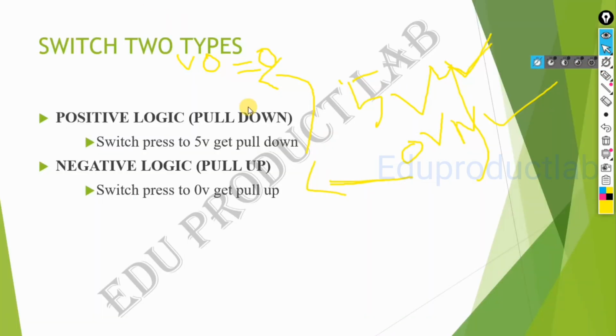So types of switches: one is positive logic, pull down. Negative logic means pull up. With pull down, when the switch is pressed you get 5 volt. With pull up, when the switch is pressed you get 0 volt.